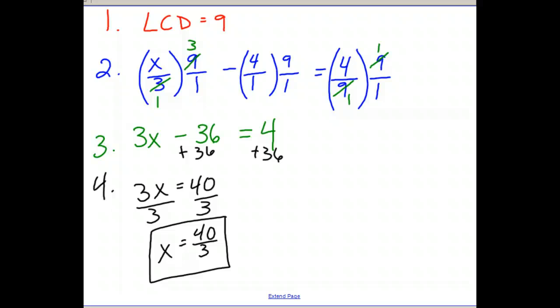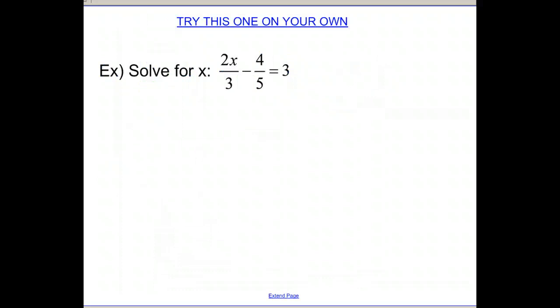So there are 2 examples shown out for you. Take a look at them, use them. This last slide is for you. Try this one on your own. We'll go through it in class tomorrow.